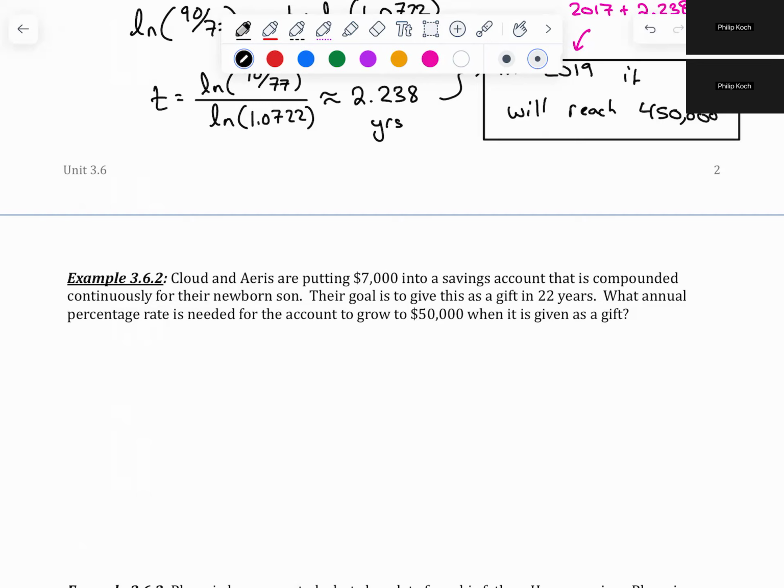Well, the kid's going to get that gift, but Eris is going to die. So that's a highbrow joke right there for anybody who plays Final Fantasy.